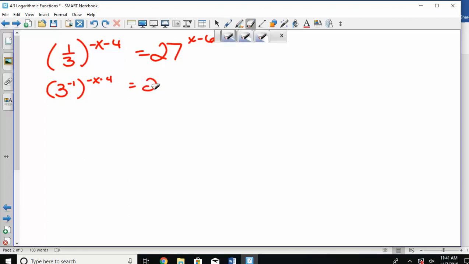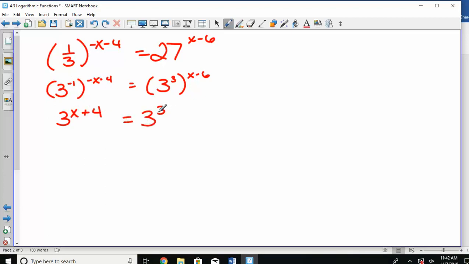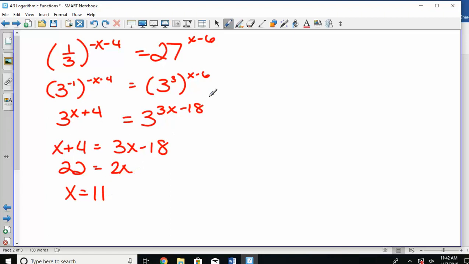negative 1, and 27 is 3 to the 3rd. So multiply those, so that gives me an x plus 4 and a 3x minus 18. Once you get to this point, what do we do? So if I subtract my x, that's a 2x, add my 18, that's 22, divide and you get 11.